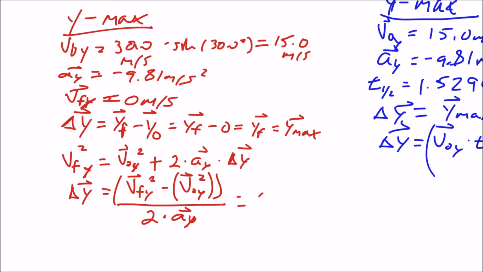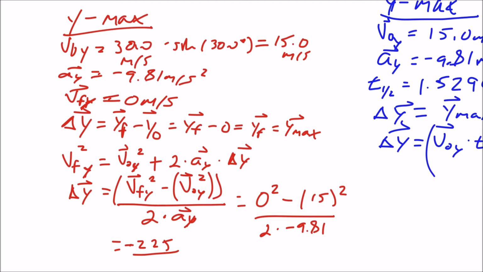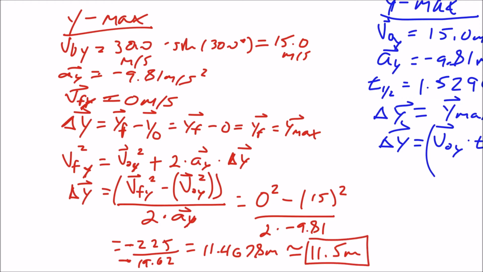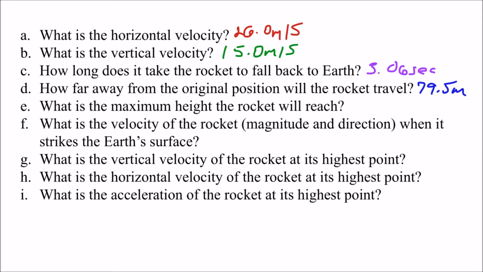All right, so if I plug this in, I'm going to do 0 squared minus 15 squared over 2 times negative 9.81. Okay, so that's going to be negative 225 over negative 19.62. And so that will equal 11.4678. Okay, and so with the correct number of sig figs, which is 3, that would be 11.5 meters. Again, you get the same thing if you use this method over here. Okay, so the maximum height, 11.5 meters.